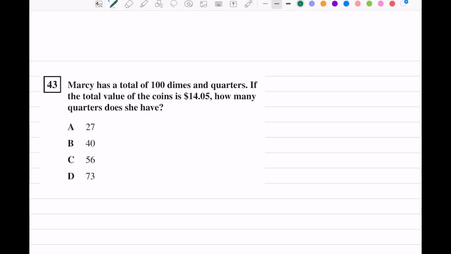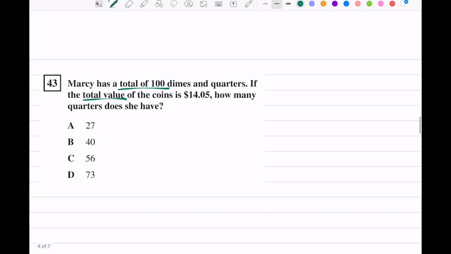Marcy has a total of 100 dimes and quarters. If the total value of the coins is $14.05, how many quarters does she have? Okay, so they're talking about two things here. They're talking about a total number of coins, 100, and then a total value of the coins. So let's start with that.